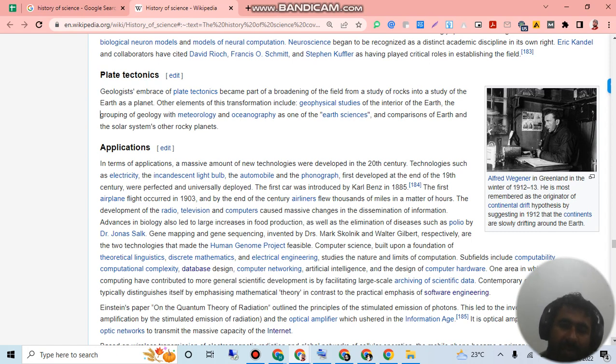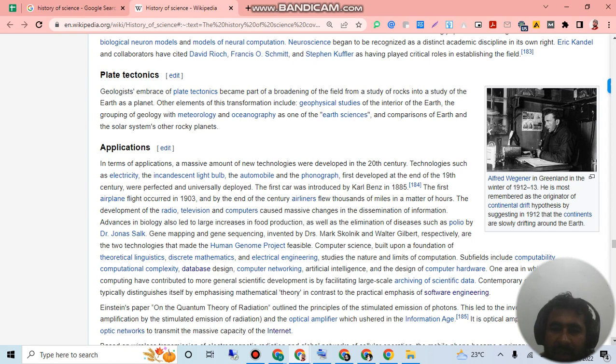Computer science is built upon a foundation of theoretical linguistics, discrete mathematics, and electrical engineering. It studies the nature and limits of computation. Subfields include computability, computational complexity, database design, computer networking, artificial intelligence, and the design of computer hardware.